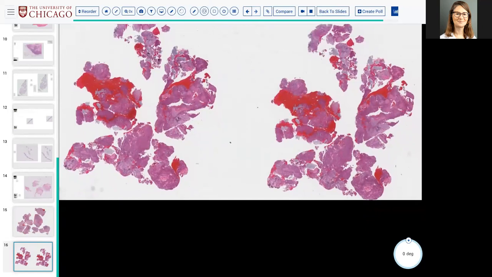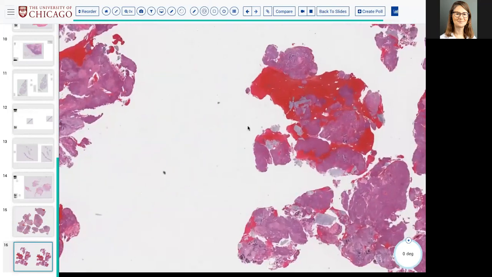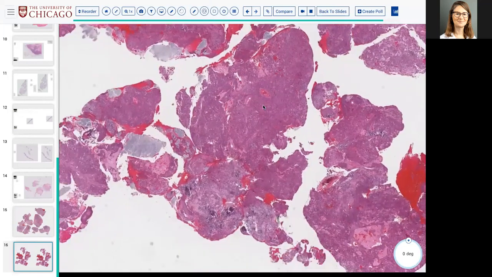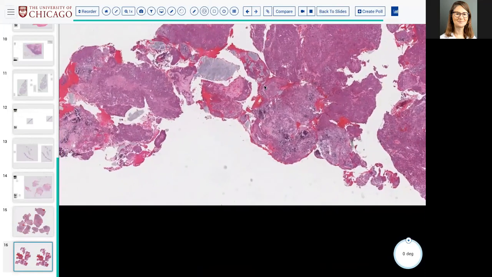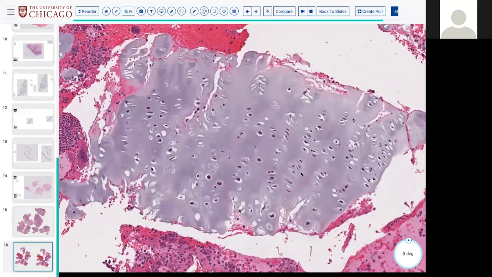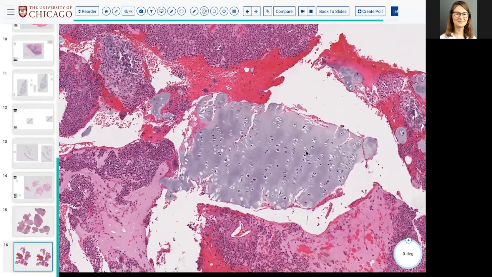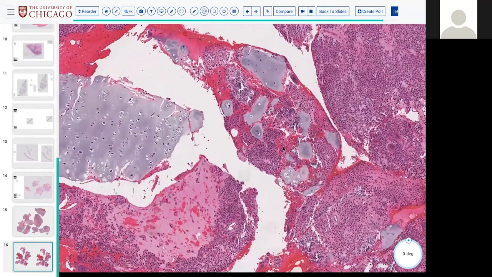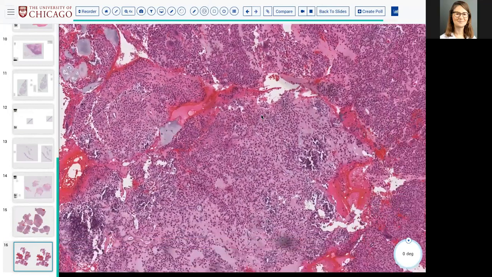All right, so this is the last case I have. It's also from the bone. Yeah. There's now a theme. We've now transitioned our theme. Tell me what you're thinking.